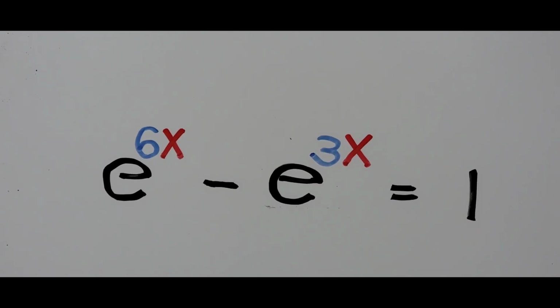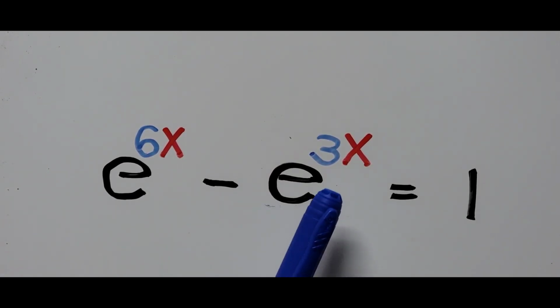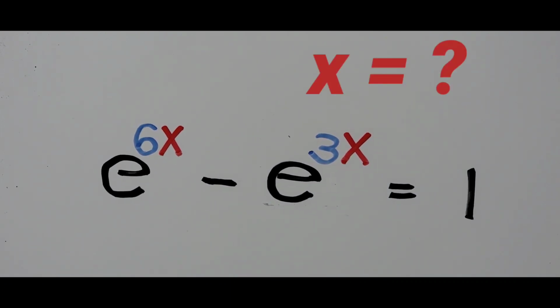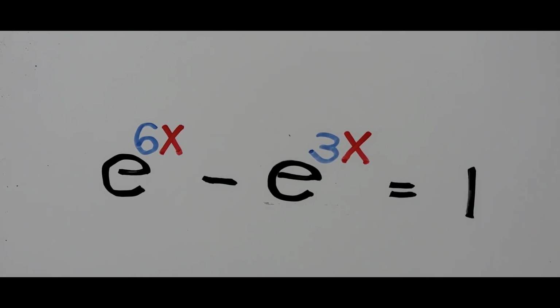Hello everyone, we have an exponential equation on the board: e to the power of 6x minus e to the power of 3x is equal to 1. We're going to solve for the value of x. In solving this equation, we'll be solving for the real values of x. I'll be using a substitution method to solve this equation.